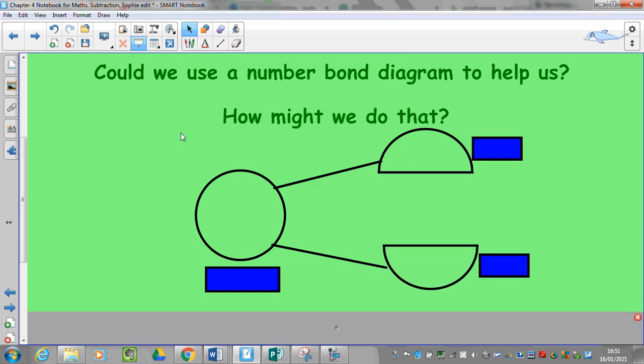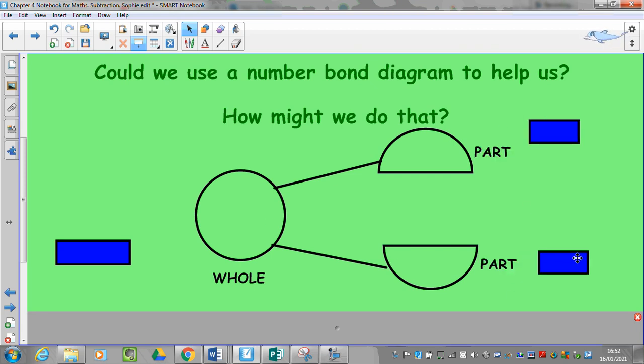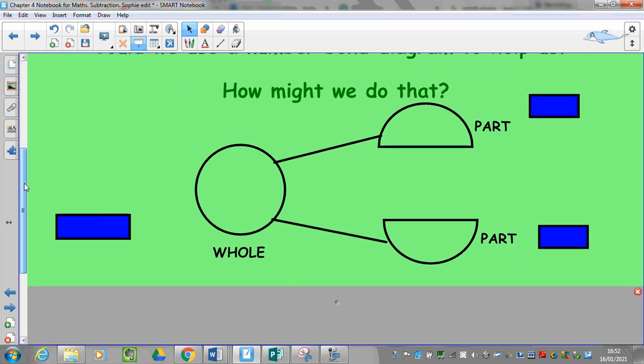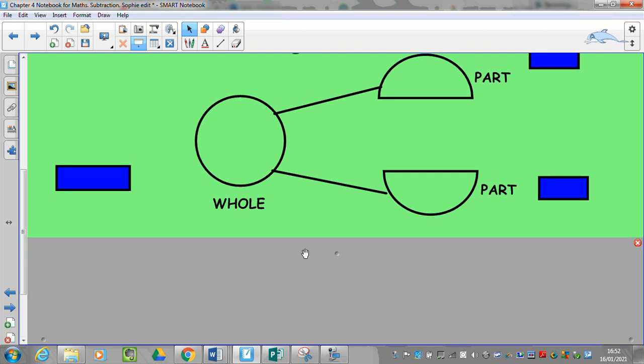And I want you to tell your talk partner or your grown-up, whoever you're working with, what this part is called. What is going to go here? Is it the whole number or part of a number? You are correct. It is the whole number because it's got the 2 parts coming away from it. Excellent.